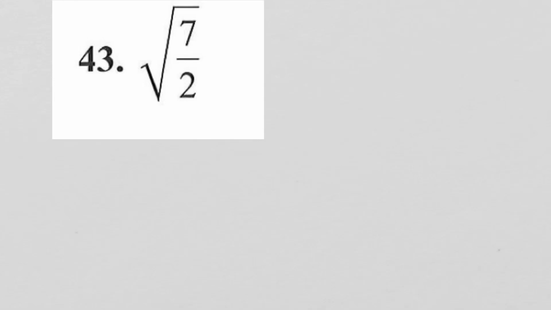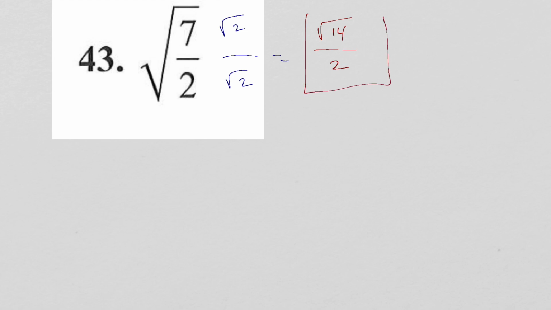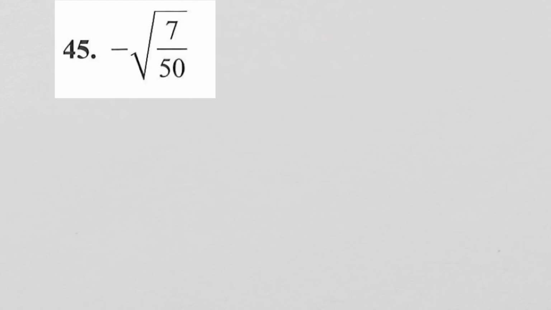Okay, this is an unsimplified fraction because you cannot have a radical in the denominator of a fraction. So we're going to rationalize this by multiplying by root 2 on the top and bottom. And this is going to give us a root 14 on the top, and the square root of 2 times the square root of 2 is just 2. And that's called rationalizing the denominator. That's a simplified fraction.